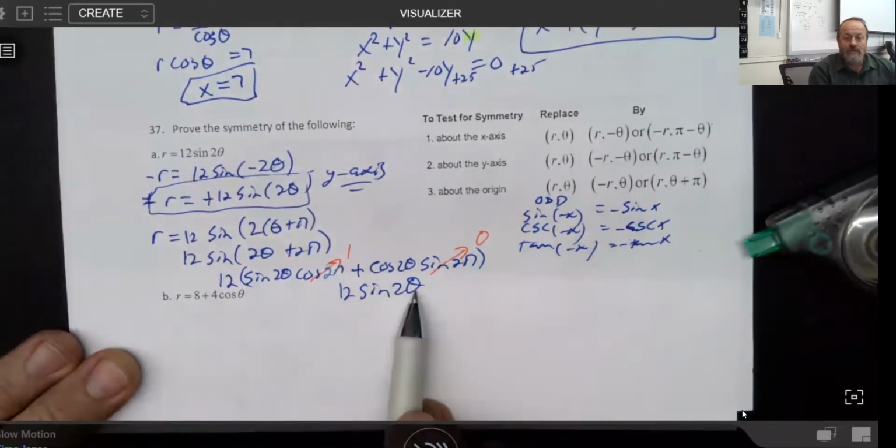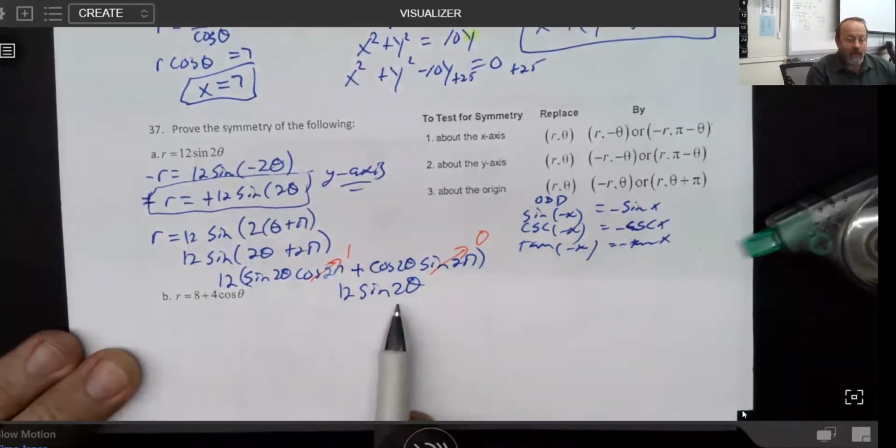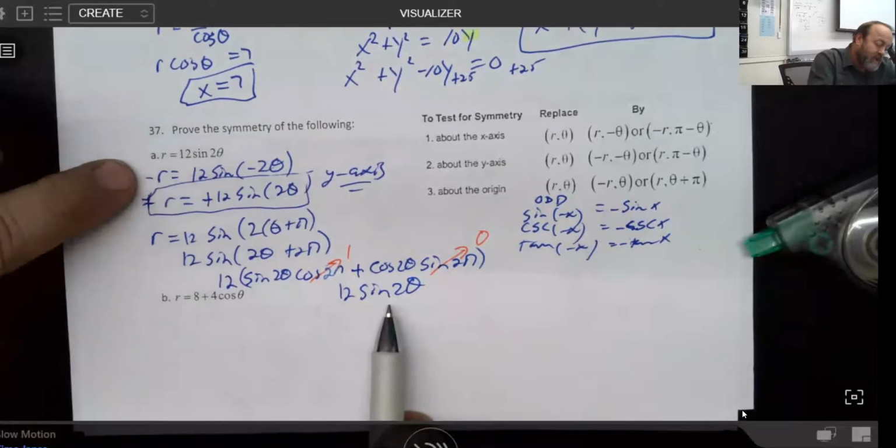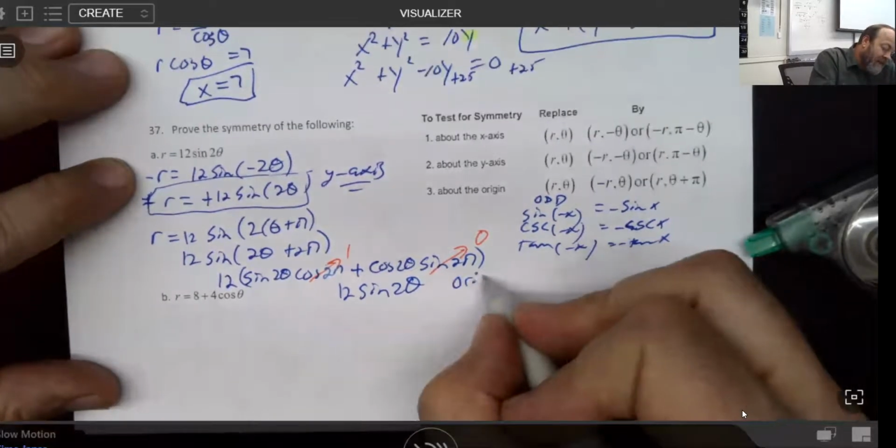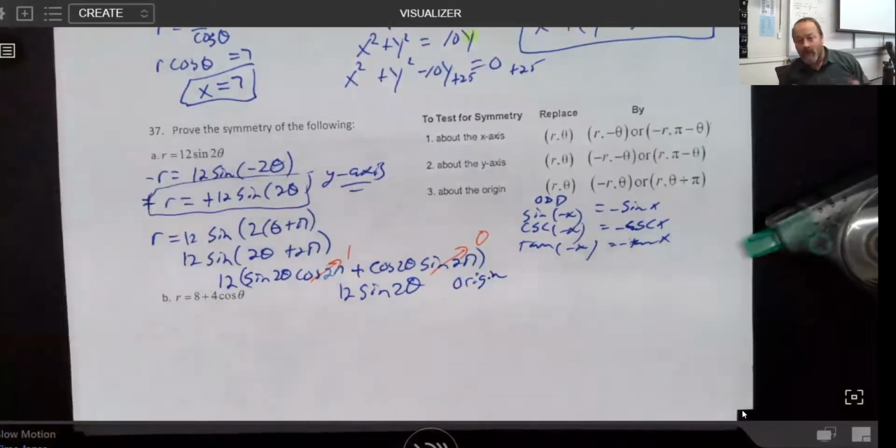And you'll notice that since all of this stuff canceled out, I got back to the original problem, which proves it has origin symmetry. And that actually brings me to something really important, which I don't have enough room to write right now because I'm writing big. But if it has y-axis and it has origin, it automatically has x-axis, because you either have one symmetry or you have all three. This thing's got all three.